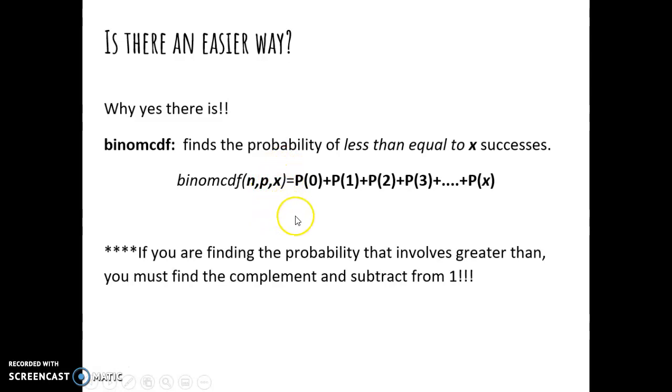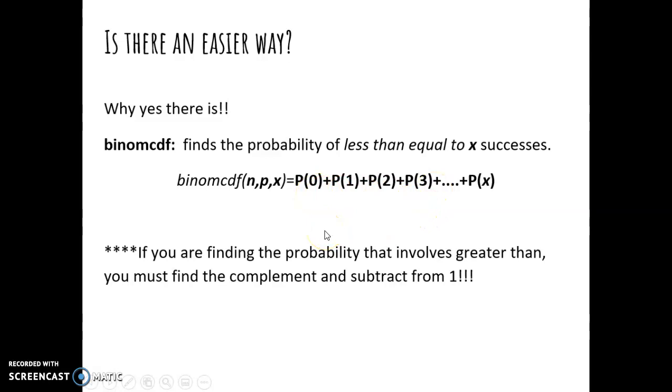So if we put in 10, 0.25, and then we put in 4, it's going to add the probability of 0 plus the probability of 1 plus the probability of 2 plus the probability of 3 plus the probability of 4, and that's where it stops. It stops at the probability of x. This function will always go from 0 up. It's always going to add from 0 up.